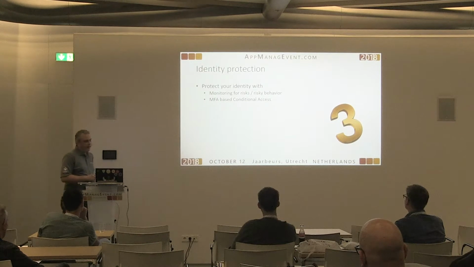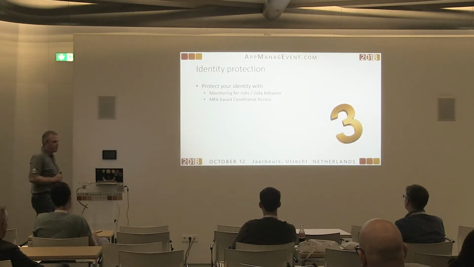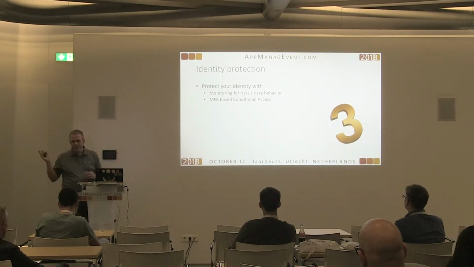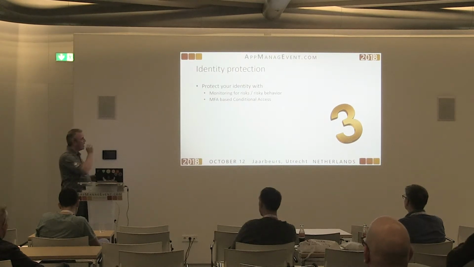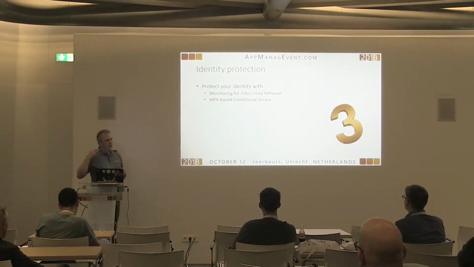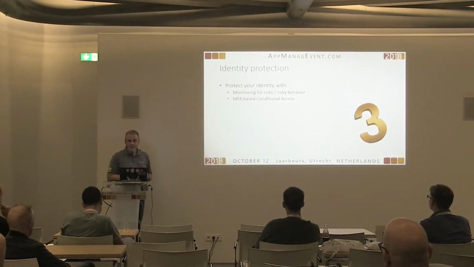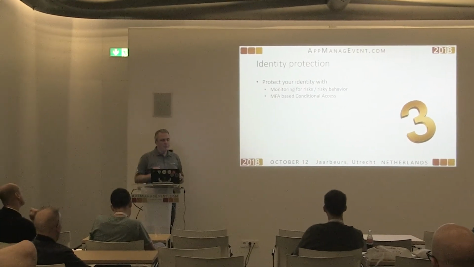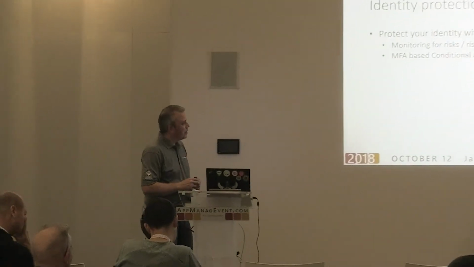The third tip around identity: use identity protection. The same as with privileged identity management, identity protection is an E5 feature, so that can often be a blocker for a lot of companies. But basically what identity protection does is monitor your identities for risks. For instance, are your accounts enabled for multi-factor authentication?